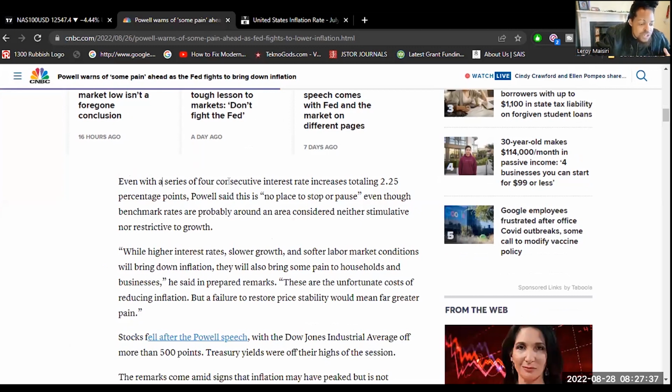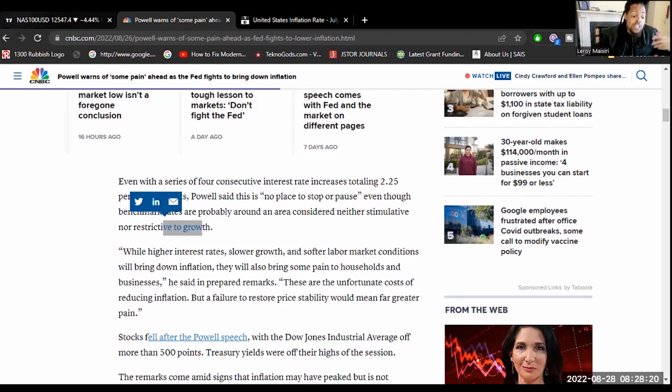Now, even with a series of four consecutive interest rate increases totaling 2.5 percentage points, Powell said no place to stop or pause. Remember, markets price in everything. Price is everything. The Fed said there is no place to stop or pause, even though benchmark rates are probably around an area considered neither stimulative nor restrictive. What does this mean? Remember, he kept saying we have now arrived at a neutral rate. Neutral rate means, look, we've done our job. We've increased it. Problem solved.